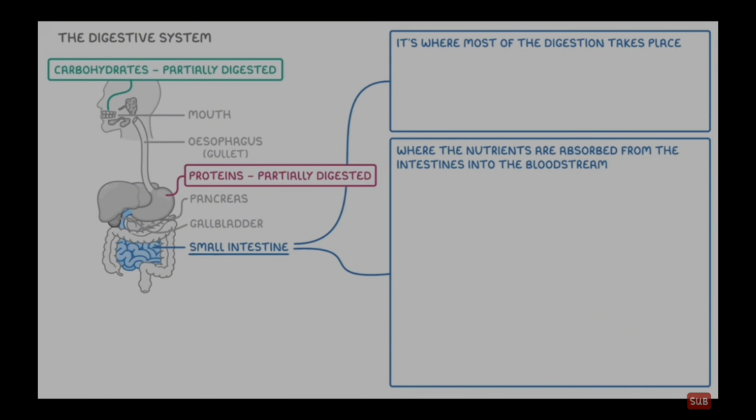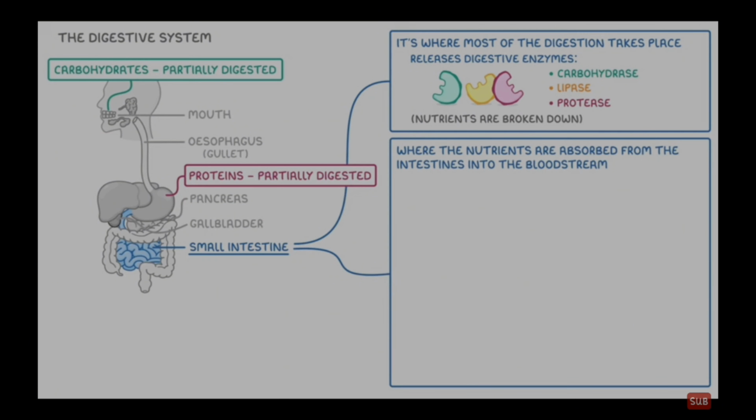And to help with this, the small intestine releases digestive enzymes, just like the pancreas did. So, more carbohydrases, lipases, and protease enzymes. At this point in our journey, all of the nutrients are broken down. So, next, let's look at how they get absorbed across the intestinal lining and into the bloodstream.